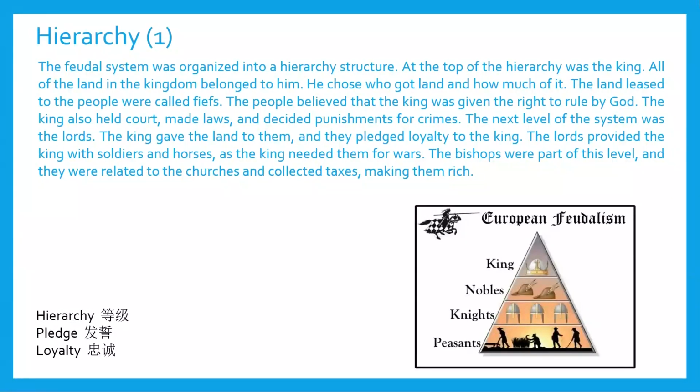At the top of the hierarchy was the king. All of the land in the kingdom belonged to him. He chose who got land and how much of it. The land leased to the people were called fiefs. The people believed that the king was given the right to rule by God.